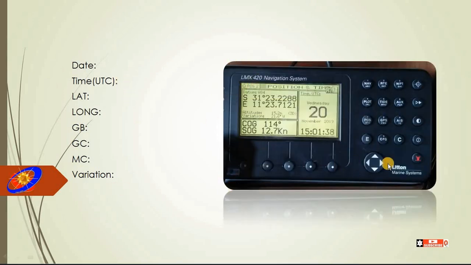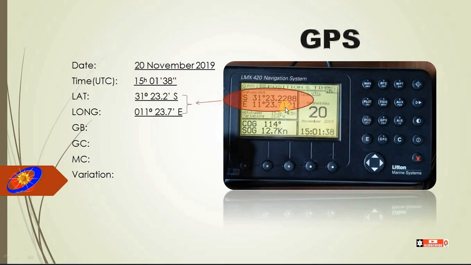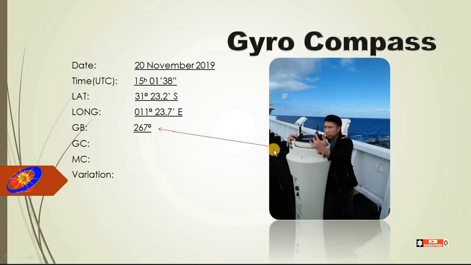For the date, yes, we gonna need the GPS from here, 20 of November 2019. Then the time in UTC, 1500, 01 minutes, 38 seconds. The position, the latitude and longitude. The gyro bearing, which is 267 degrees from gyro compass.